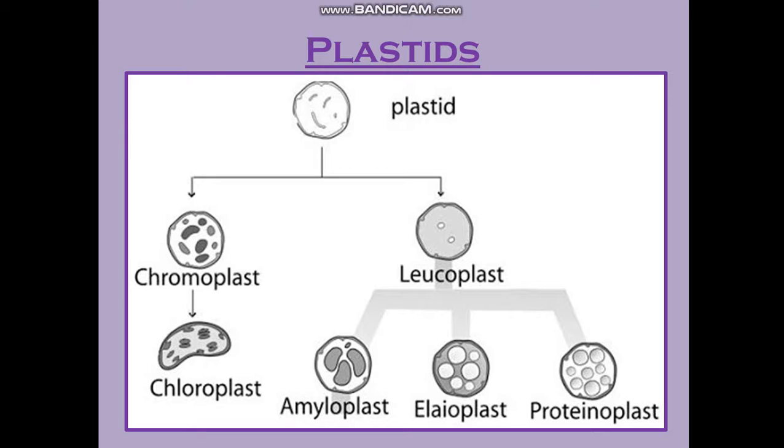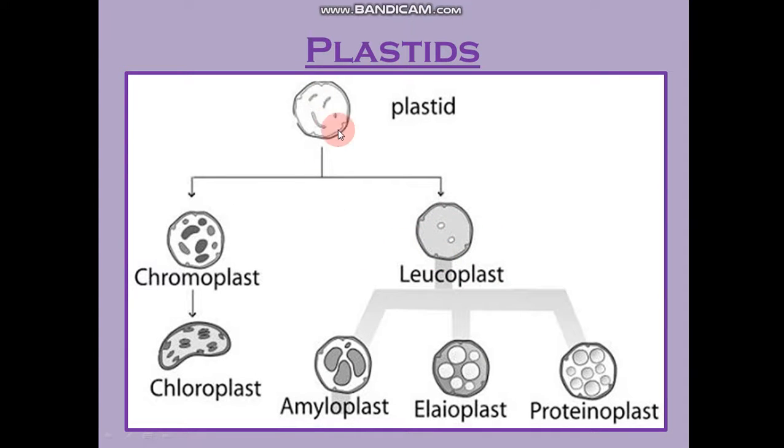What type of food is being stored in a leucoplast gives them the name further as amyloplast, elioplast and proteinoplast. You can understand from the names also. Amyloplast will store starch, elioplast will store fat, proteinoplast of course will store protein. Clear? And all these are colorless, so they are kept in leucoplast. Clear to all of you?